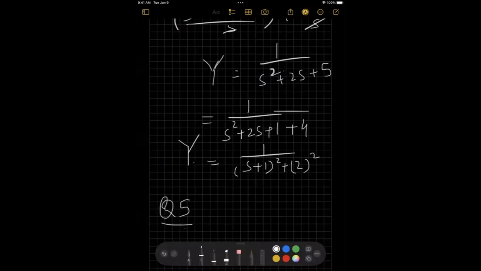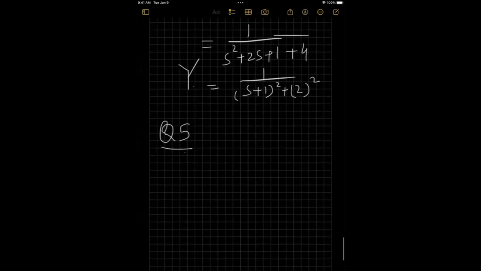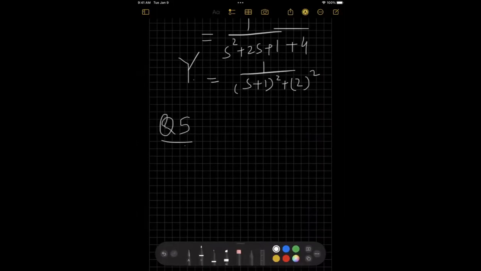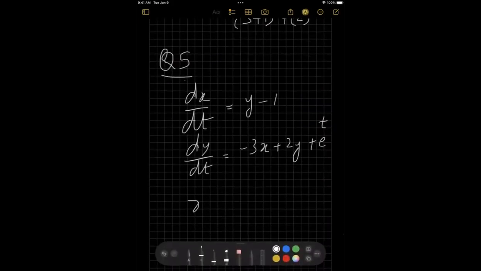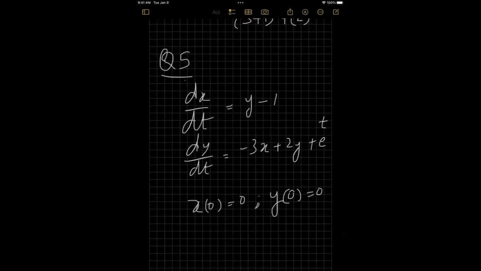Use the Laplace transform to solve the initial value problem. So it looks big, it looks difficult, but it is not like that. So dx by dt is equals to y minus 1. dy by dt is equals to minus 3x plus 2y plus e raised to power t, I think so. And initial values we have x0 equals 0 and y0 equals 0. So apply Laplace first.